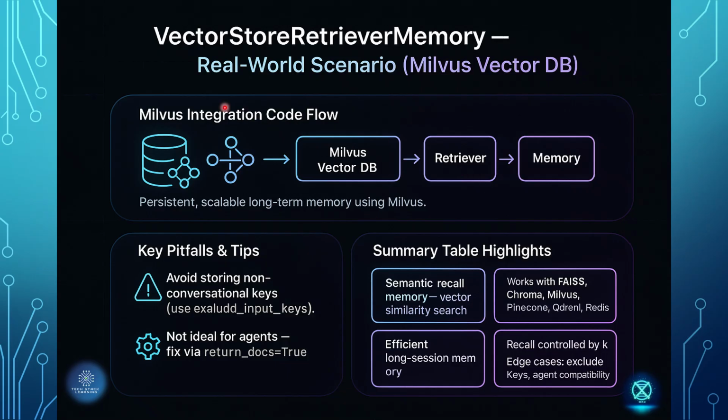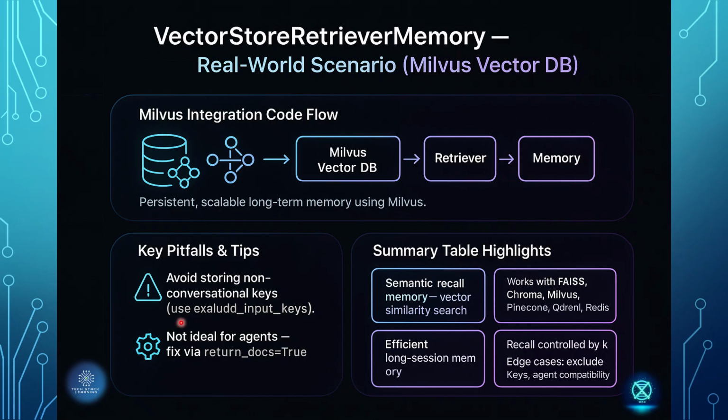Now let's see a simple flow of how this works in a real-world scenario. In the Milvus integration code flow, the data source comes in, and the vector DB embeds the data and stores it, which could be chat logs. Then retrievers are used within the memory.